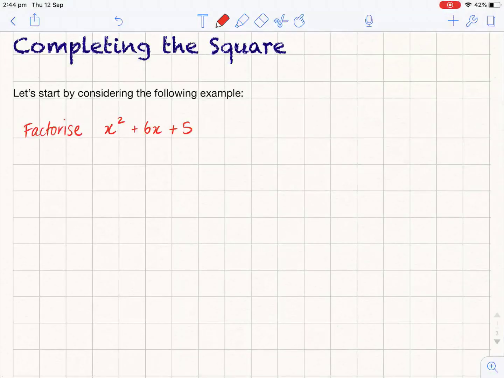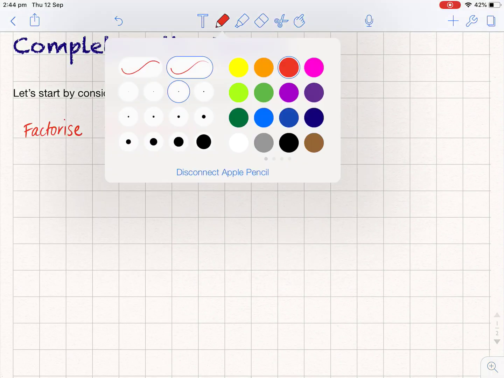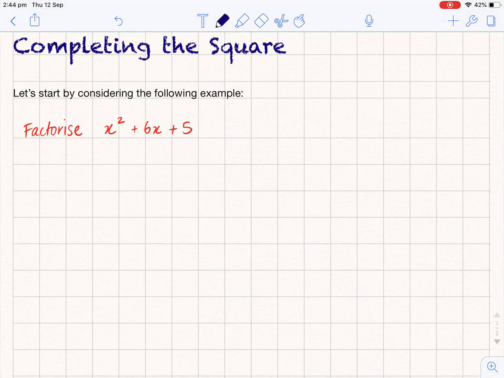Okay, in this video we're going to have a little bit more of a look at completing the square. To do that, I want to start with just looking at the factorising that we've already done. So let's consider this problem to start with. If I want to try and factorise x squared plus 6x plus 5, the first thing that I notice is that this is a trinomial.